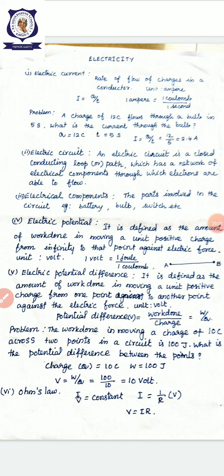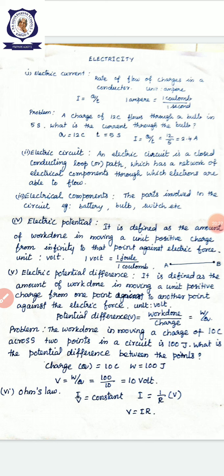So the rate of flow of charge is nothing but electric current. The unit of electric current is ampere. Then it needs a material medium to flow, and it should be a closed path, which is called an electric circuit. Then there are various components involved in the circuit. They are called electrical components.